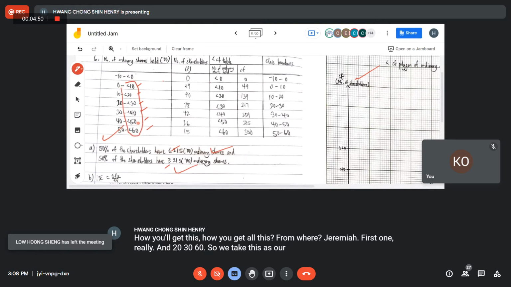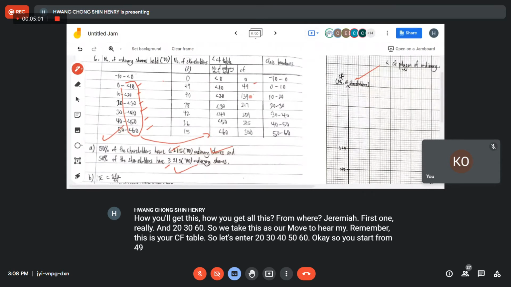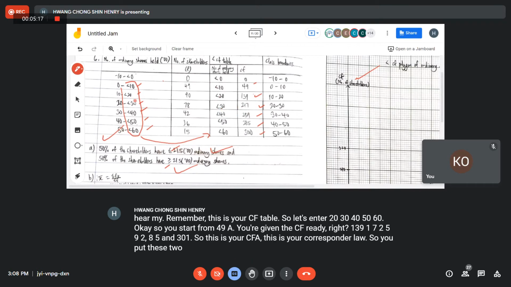Move to here. Remember, this is your CF table. So less than 10, less than 20, 30, 40, 50, 60. You start from 49. You're given the CF already, right? 139, 217, 259, 285, and 301. So this is your CF, this is your class boundary. You plot these two, this is the Y axis and this is the X axis.